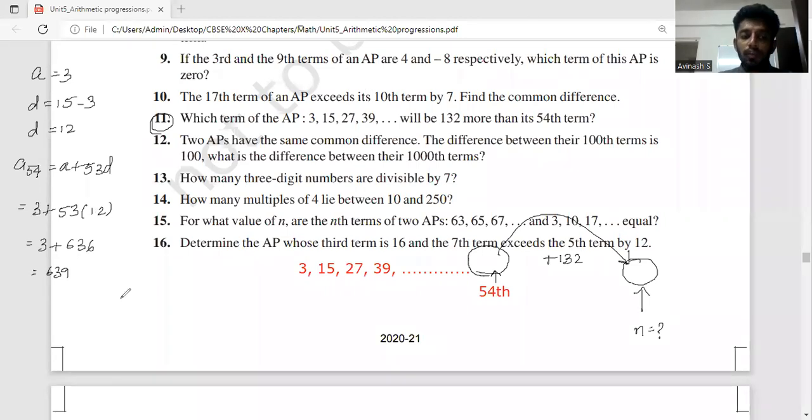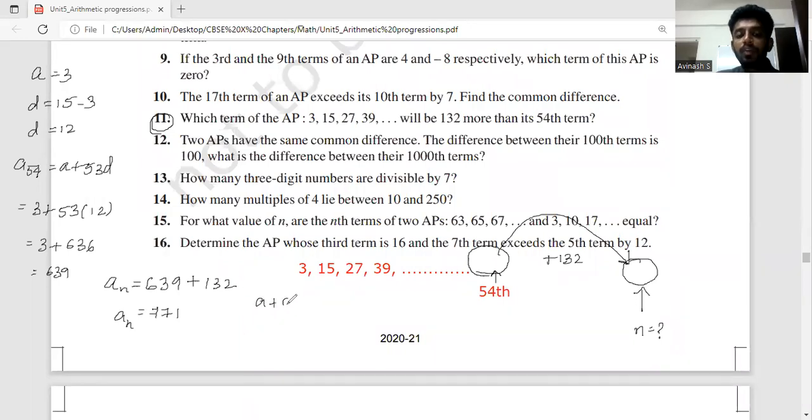So once we get the value of a54, as we all know, we are going to add 132 to this. So the nth term will be 639 plus 132, because the term will be 132 more than the 54th term. So the 54th term is 639 and then we add 132. We get 771. So 771 will be an, which is the nth term.